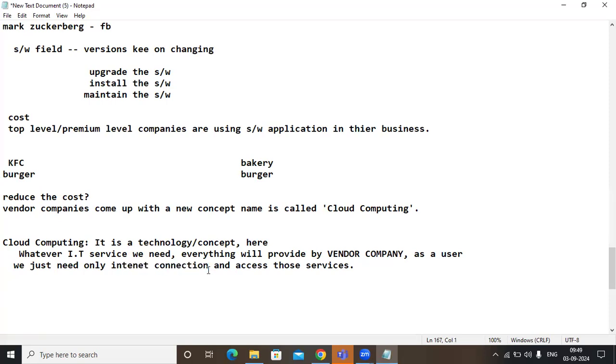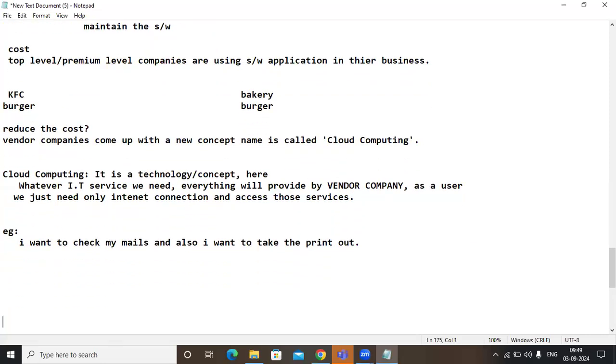Maybe you don't understand clearly. Let me give you a small example. Suppose I want to check my mails, and also I want to take the printout.